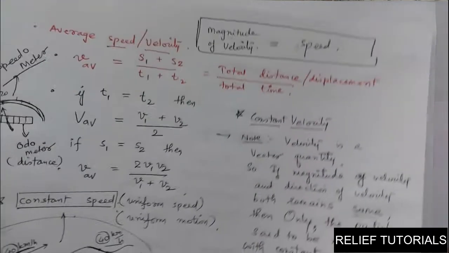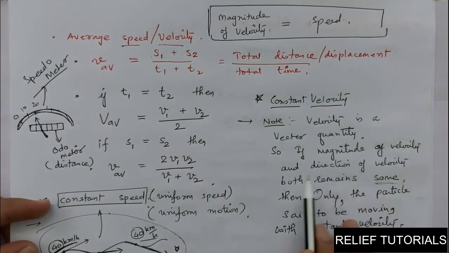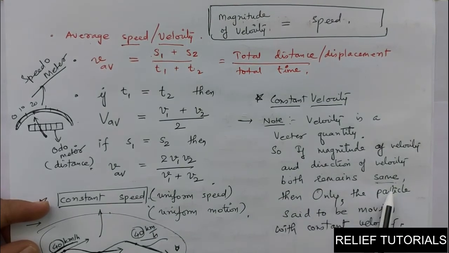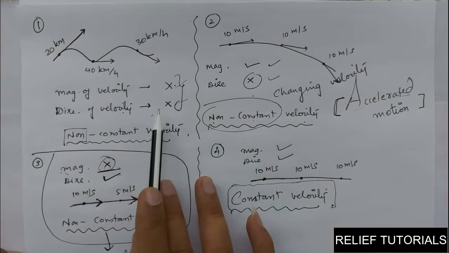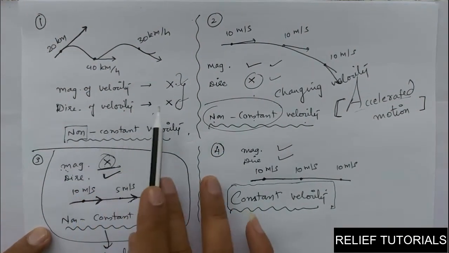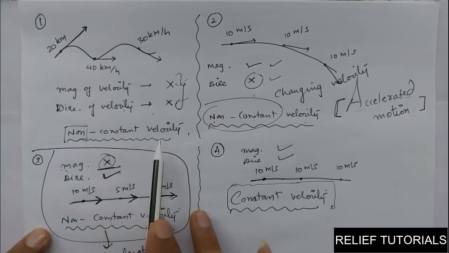In the previous session, we discussed constant velocity type of motion, in which case the particle is said to be moving with constant velocity. We have written one note that you should remember: whenever the particle's magnitude of velocity and direction of velocity both remain the same, then only the particle is said to be moving with constant velocity. We have seen some examples in the previous session where both magnitude and direction of velocity change. That is why it is non-constant velocity.